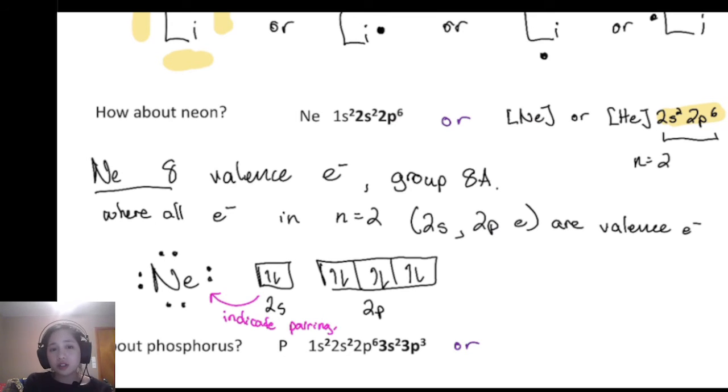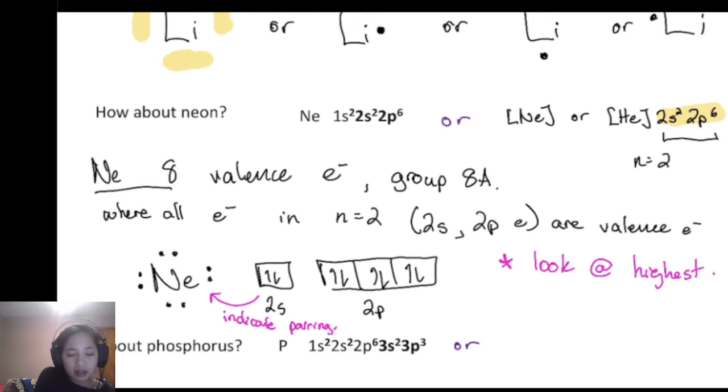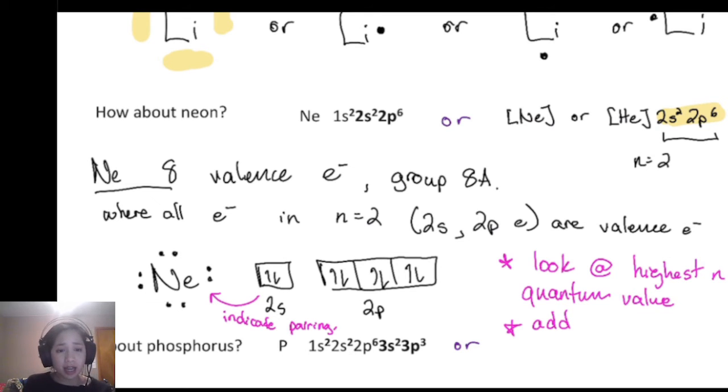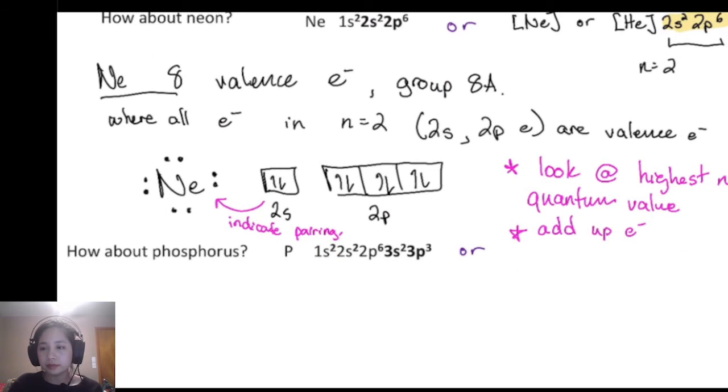So when trying to figure out how many valence electrons there are in a certain element, you want to look at the highest n value, or n quantum number value, and add up the electrons in that level. That might include both the s and the p orbitals. Add up the electrons.